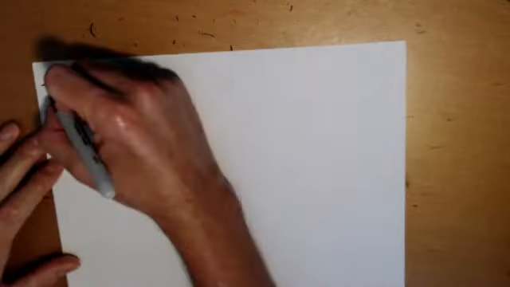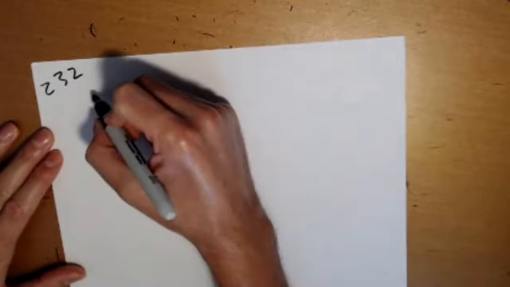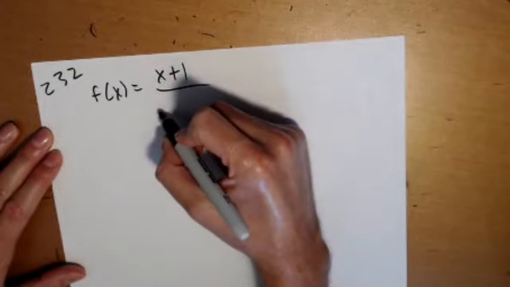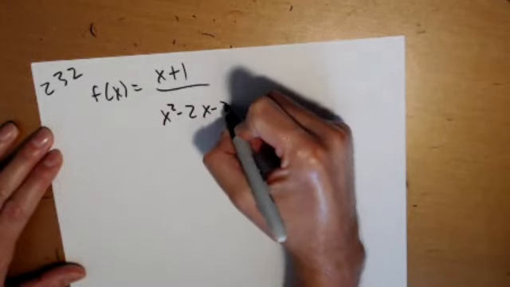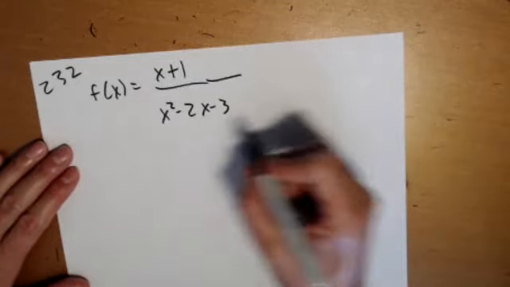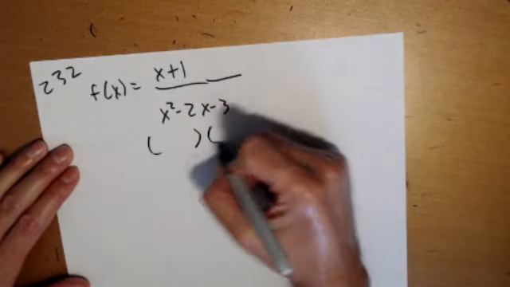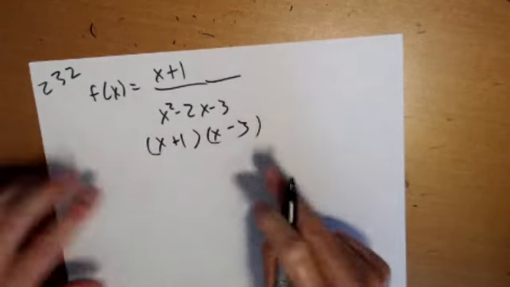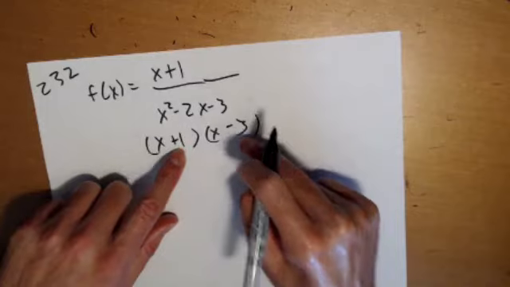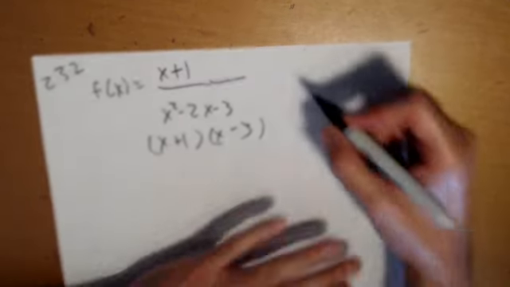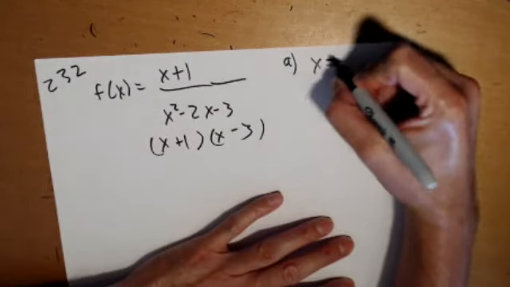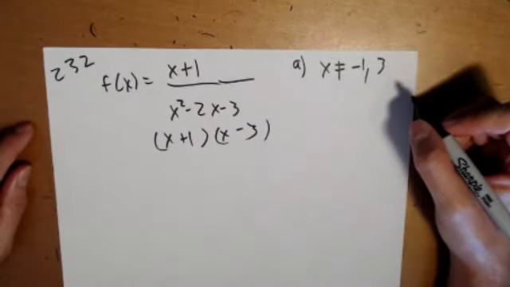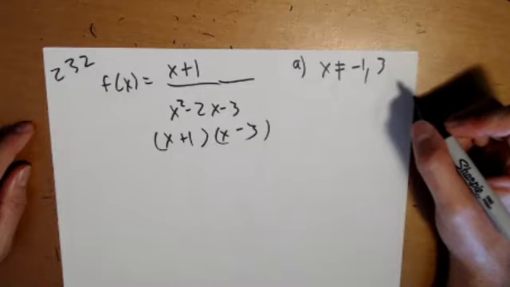Let's try 232. They give us a function, f of x equals x plus 1 all over x squared minus 2x minus 3. They asked for the domain. Oh, I know how to find domain. I factor the bottom. x minus 3, x plus 1. Double check. Multiply, yes. Add, yes. Okay, so part A, what's the domain? Make sure x is not negative 1 or positive 3. Okay, that was easy. B, solve f of x equals 2.